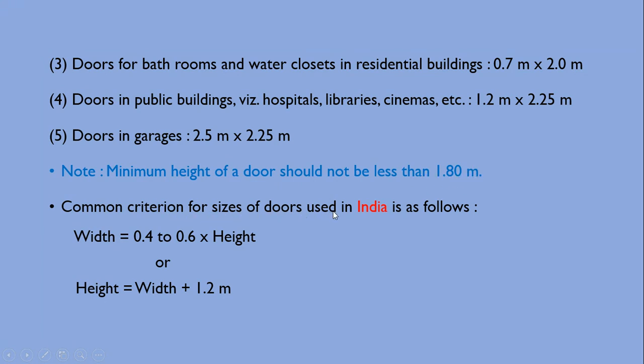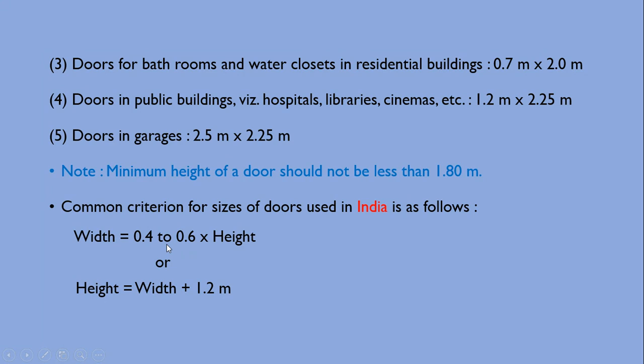The common criteria for sizing doors used in India is as follows. The width of the door should be 0.4 to 0.6 times the height of the door. And the height of the door should be the width plus 1.2 meter. Whatever width is provided, plus 1.2 meter. So if you consider 0.9 meter as the width, the height will be 2.1 meter. Right? So in this way, this is the common standard criteria to provide the size of the door, the width and height, in India.